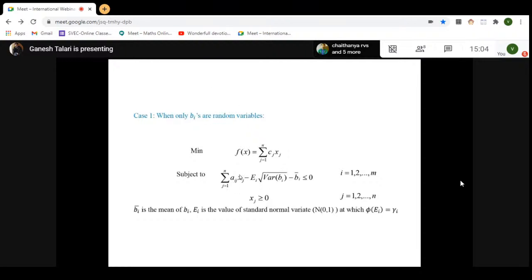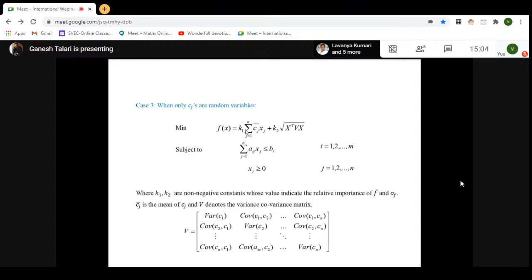Then coming to the second case, only Bi are random variables. Then definitely it won't affect anything else; Bi are replaced with their mean and variance. Here I have used the normal distribution. Then, if Cj are the random variables, only your objective function will change, and the remaining things will be as usual.